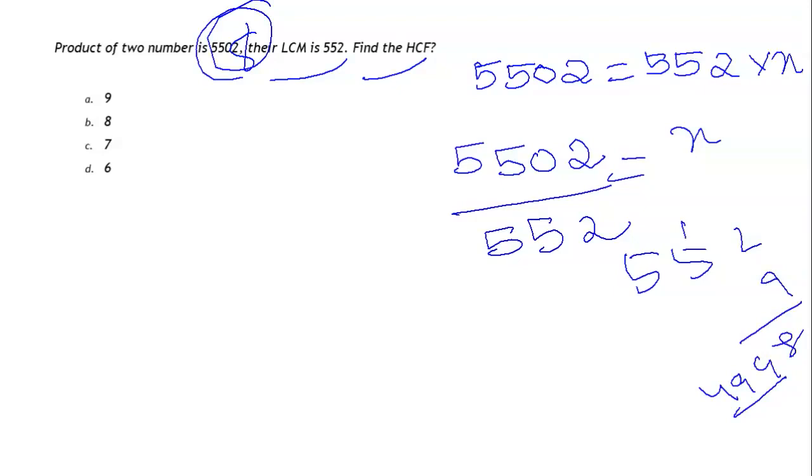Our answer to this is 9. But this part of the question is wrong because 5502 is not divisible by any of these numbers. Correct? So this may be a mistake. Okay? These were all taken from direct old questions, so they may be wrong at times, whatever is given. Okay? Next question.